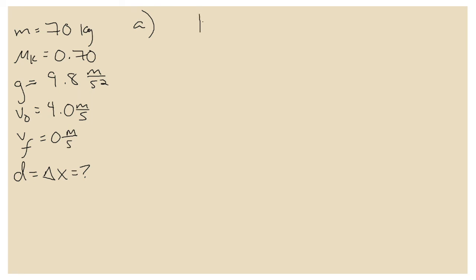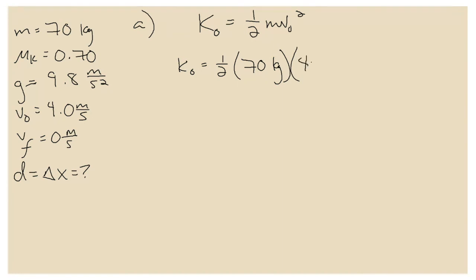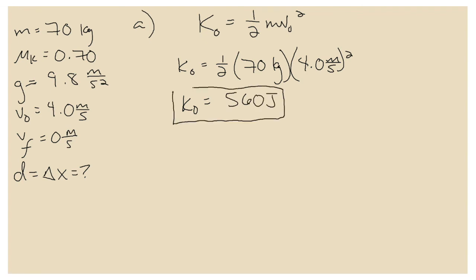And so we can say here that the initial kinetic energy is just going to be 1/2 mv0 squared. And so here, basic calculation, we just have 1/2 of 70 kilograms, which is 35. And then that's going to be multiplied by 4.0 meters per second, the whole thing squared, which is going to be 16. And so when you plug those numbers into your calculator and you do that math, you end up getting 560 joules.